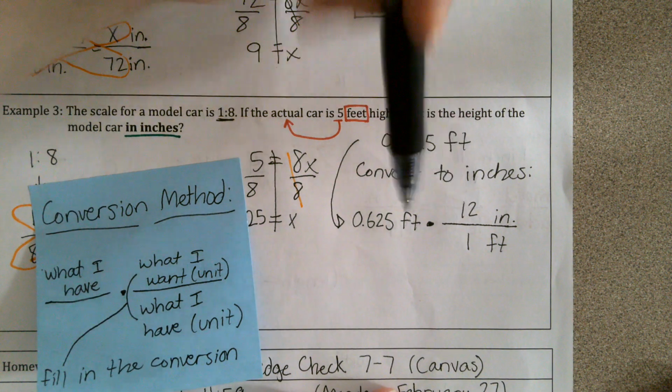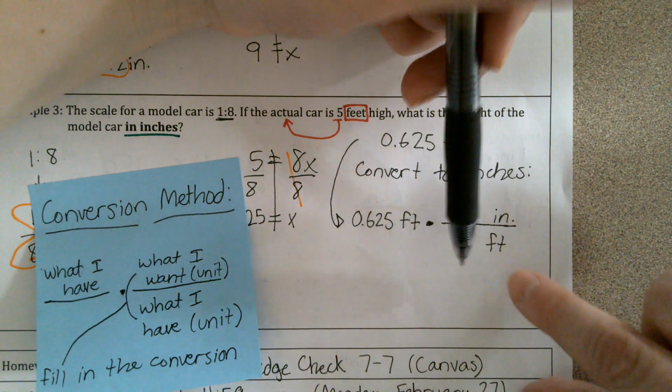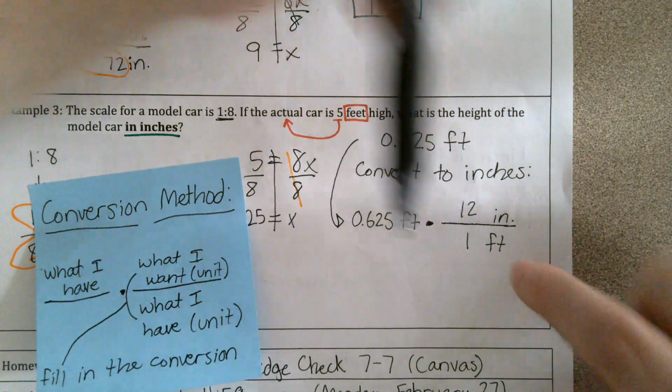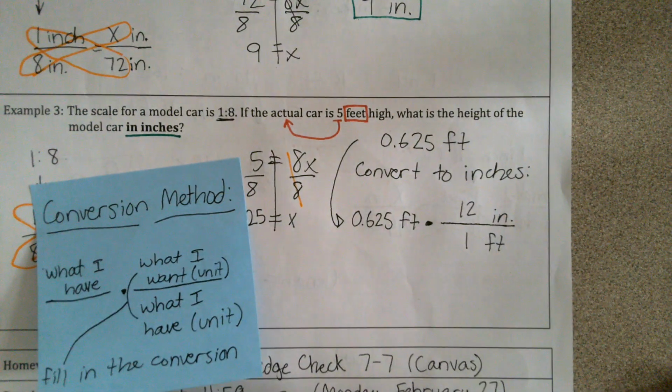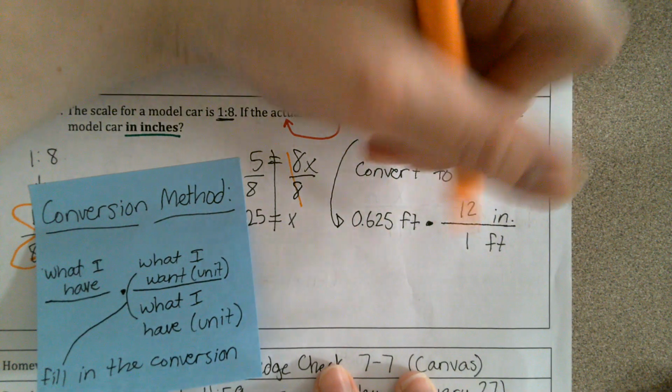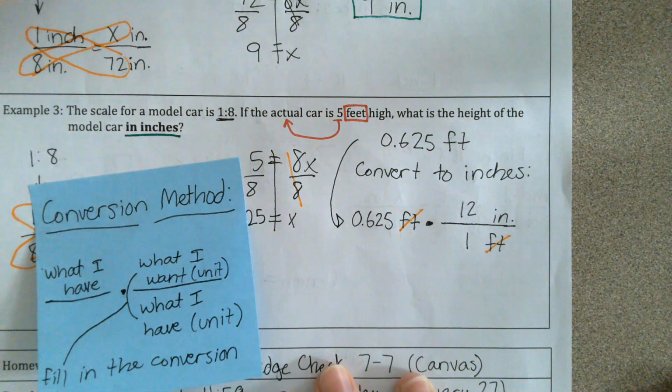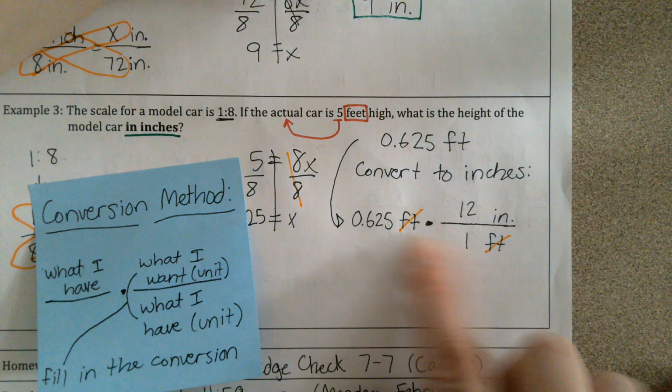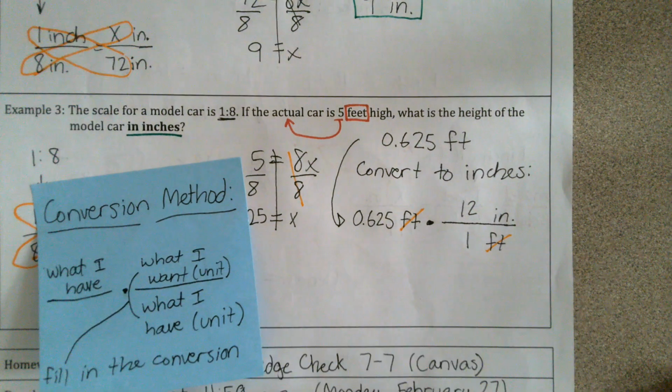That's my main thing. So I want inches. Those are going to go on top. I want feet on bottom because that's what I have. And also why I do this: when I do the multiplication, my feet cancel because I have one on top and one on bottom. That's why I want to do this.